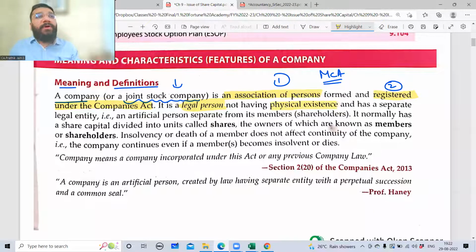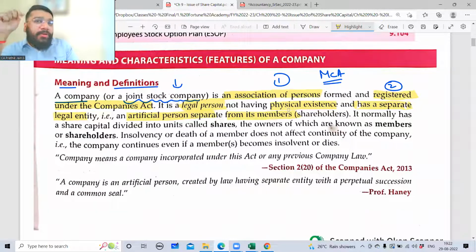For companies, can you say it's got a physical existence as we have? We all have physical existence. Can you see a company physically anywhere? It is just there on the board, on the visiting cards, on the banners. So it does not have any physical existence, but has a separate legal entity. That is, it is an artificial person separate from its members, which means once the company is born, the company is different and the owners are different.